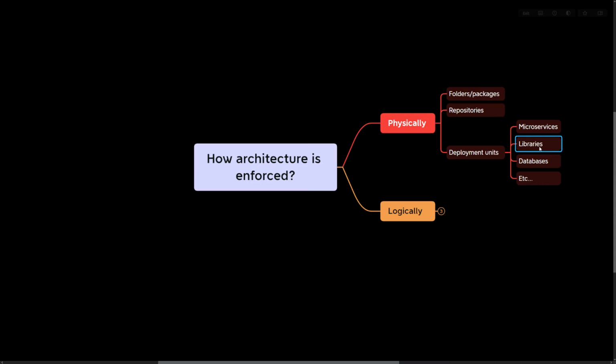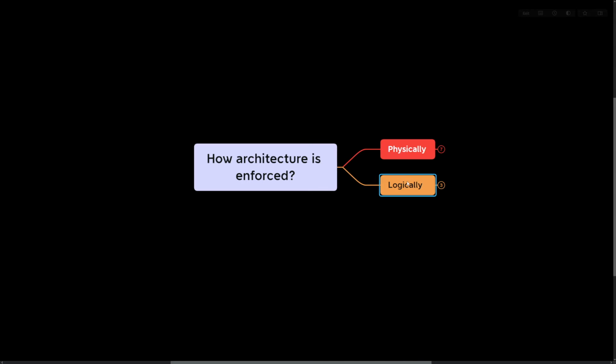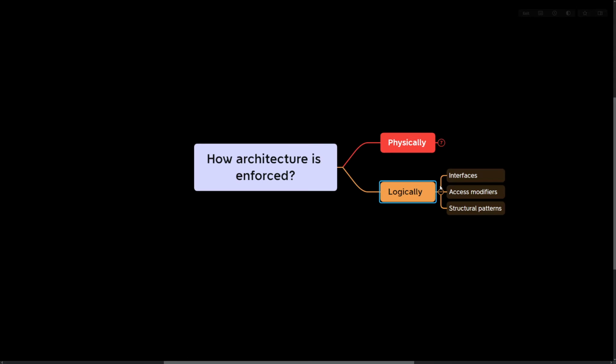Or you can put a particular part of an application into a different library that can only be used as a dependency. You can use a database as a part of your application, and that will also be enforcing a separation. And of course, there are many other ways to enforce software architecture. Now going to logical separation. We can use interfaces, access modifiers like making a particular class private, or structural patterns, for example, singleton or builder.